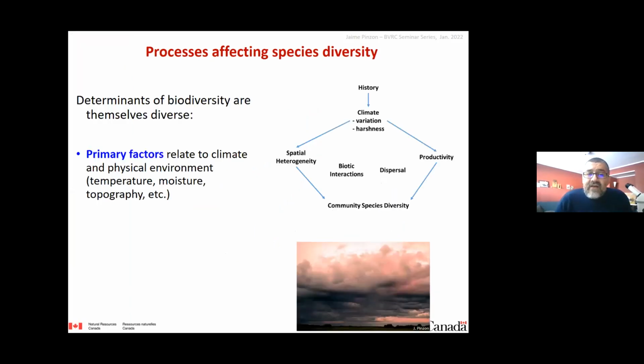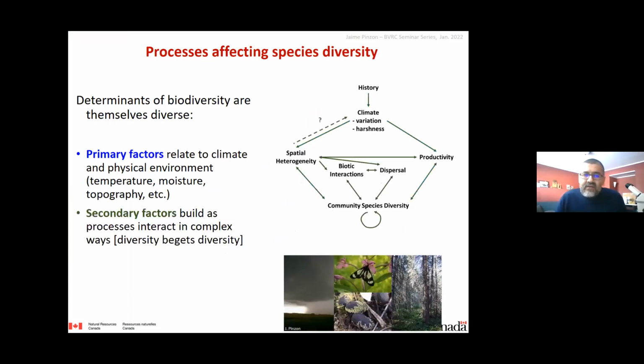So we have these primary factors that determine biodiversity at the site, which relate to physical properties, for example, climate and the environment itself. And there are some other secondary factors that build up on top of the physical factors, right? So now we have very complex interactions that will eventually influence the composition of species that you see in the present at a given site. And this is what I am talking about: ecological memory.